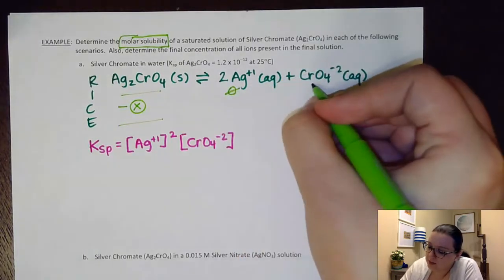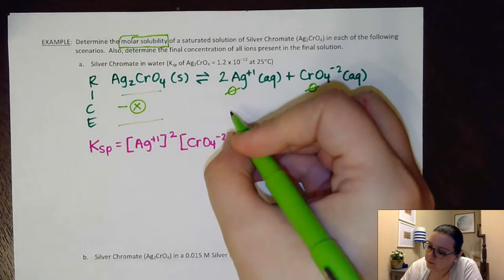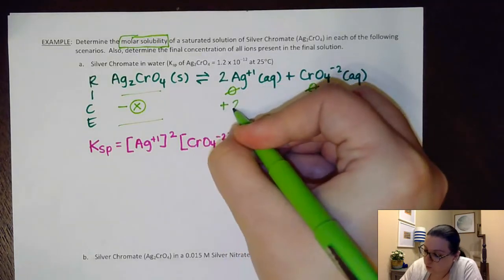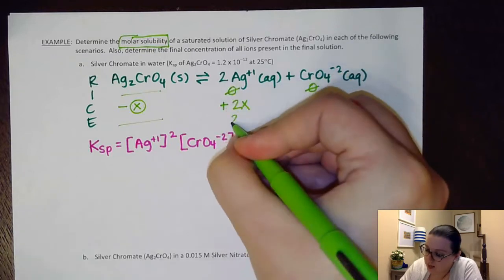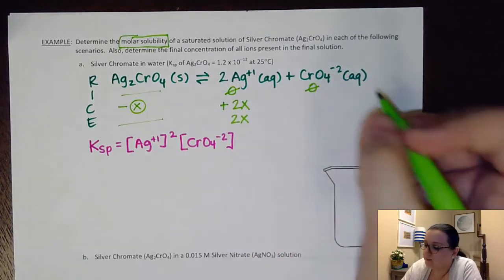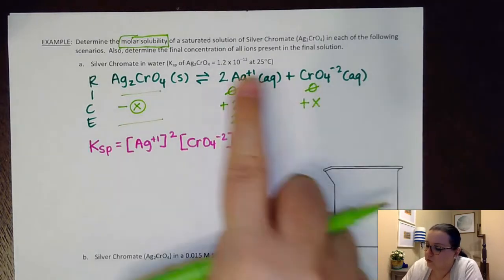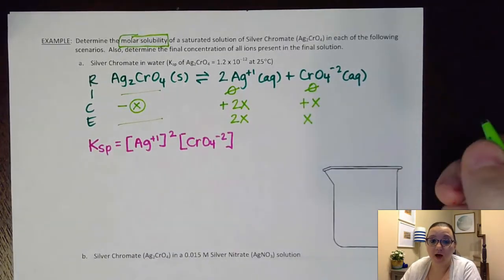Initially, these 2 ions in this situation would both be 0. I'm starting off with just water, so I don't have any of those ions to begin with. Then this silver is going to go up by some 2x value, again, the 2 because of the coefficient. So at equilibrium, I'll have a value of 2x. This one will go up by just x, again maintaining that 2-to-1 molar ratio. And so at equilibrium, that'll just be a value of x.